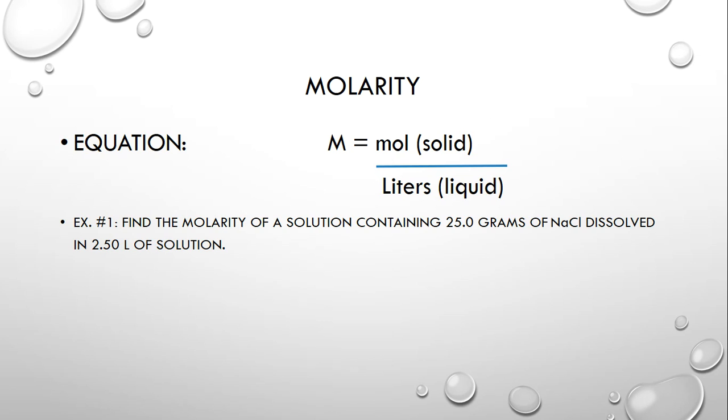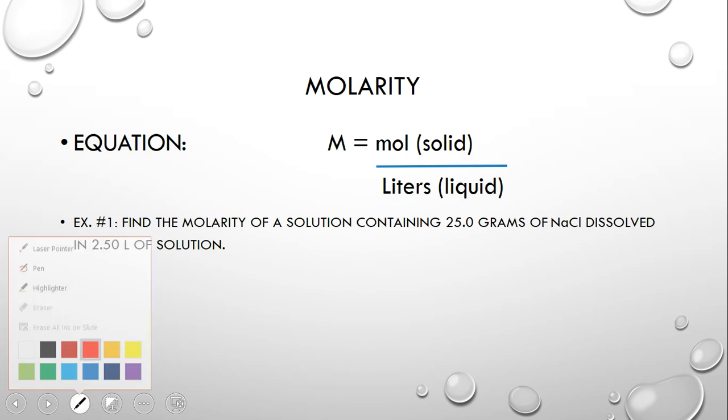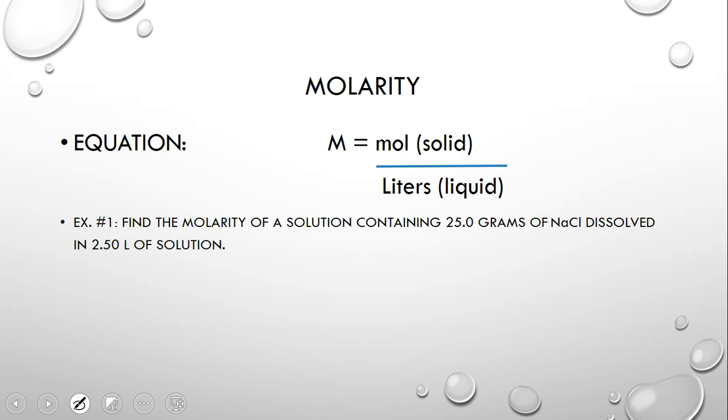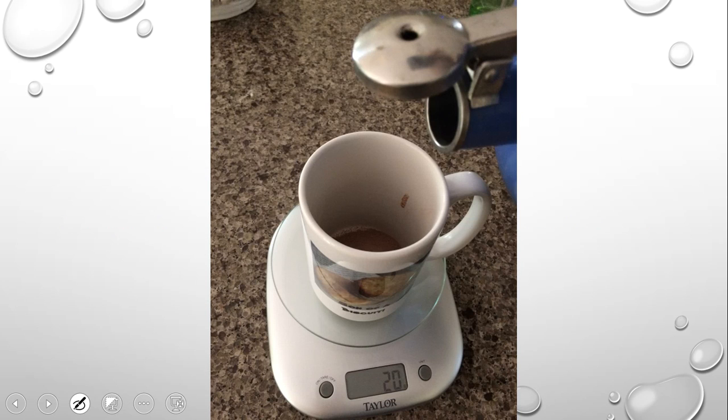All right, molarity. So when do we use molarity? Molarity is moles of solid per liters of liquid. And we're going to need this when we are doing problems that involve having a solid, in this case hot chocolate here, and you're weighing that out. So you weigh out a solid and then you add solution.